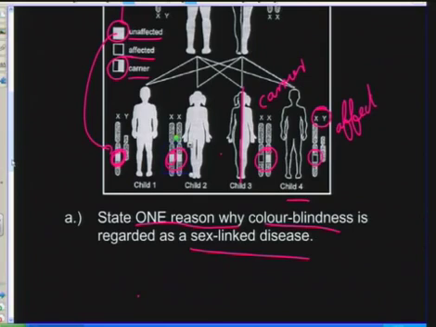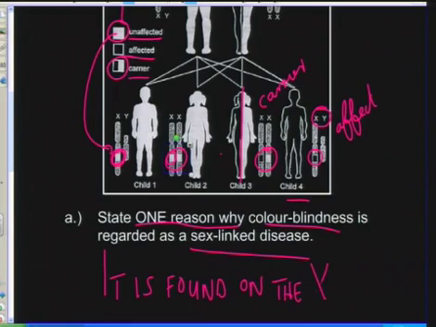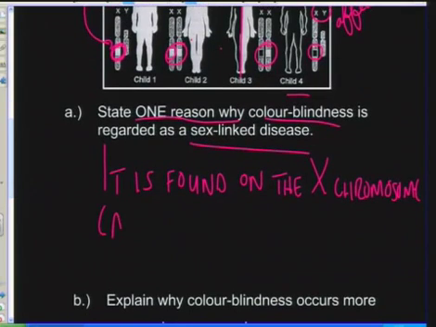So the reason for it being called a sex-linked condition is that it is found on the X chromosome, and the X chromosome is a sex chromosome, not an autosome, and hence it is sex-linked. Okay, let's look at the next question.